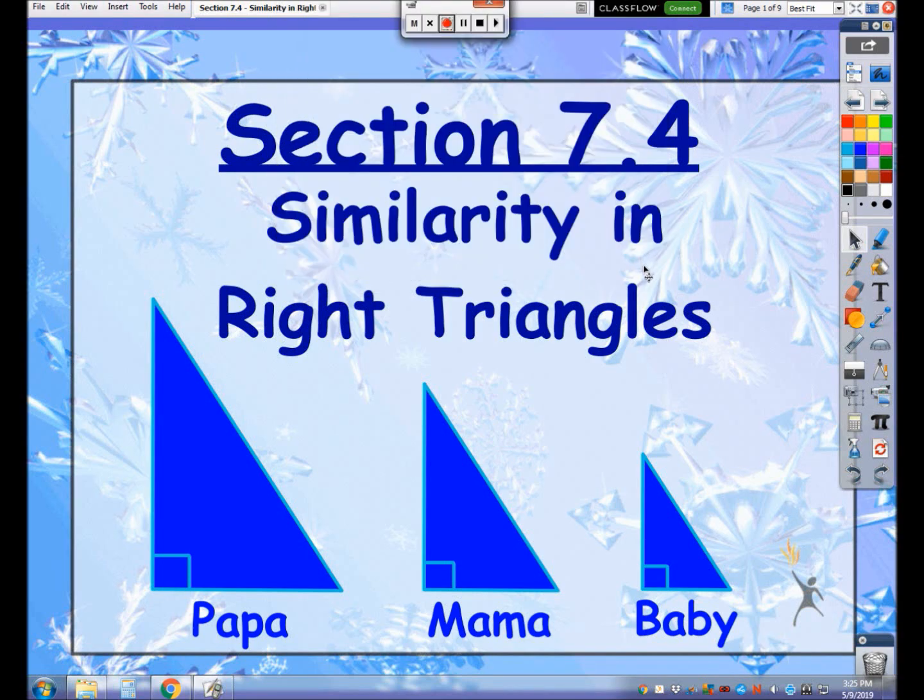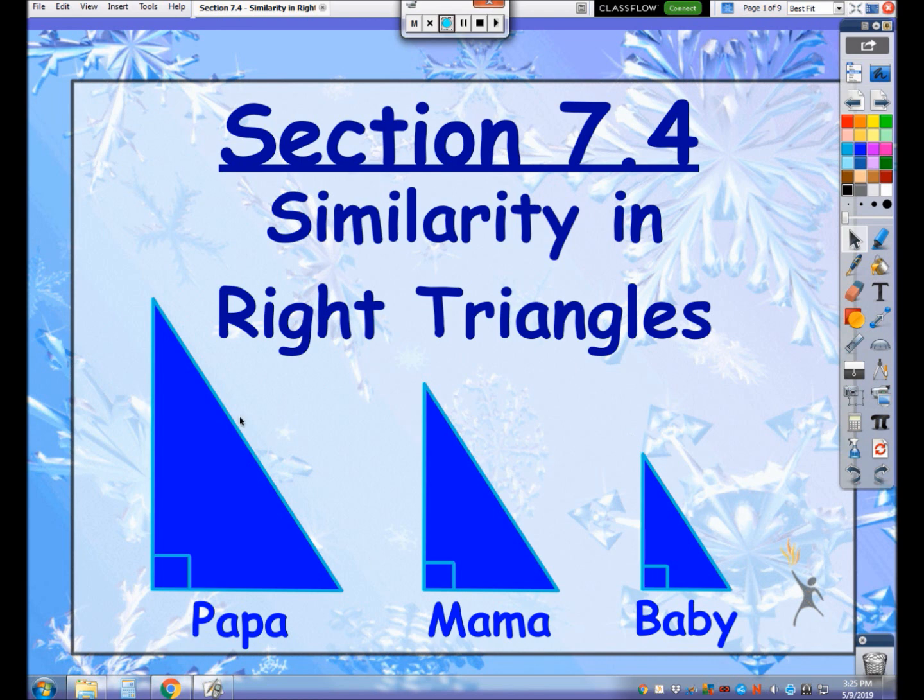Video 4 of Chapter J. This is section 7.4 in our textbooks. It is specifically similarity in right triangles, and I will be referring to a series of 3 right triangles today as Papa Triangle, Mama Triangle, and Baby Triangle.